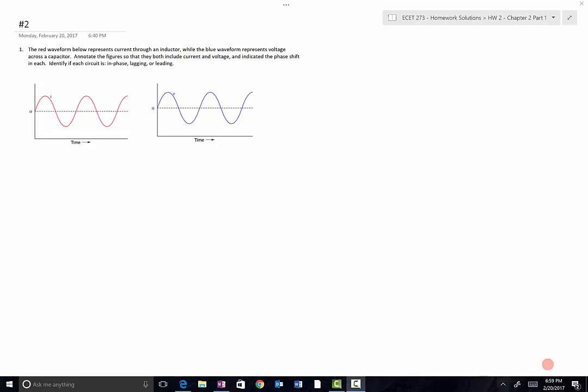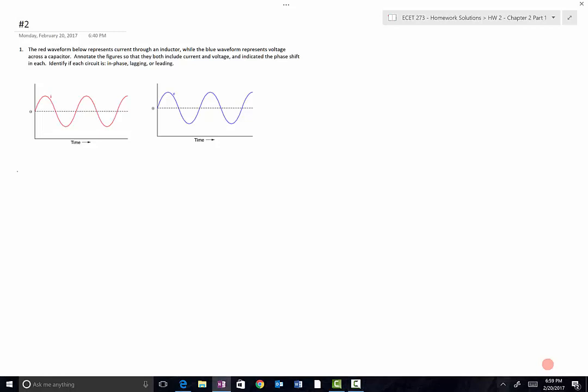Homework solution 2.2. The red waveform below represents current through an inductor, while the blue waveform represents voltage across a capacitor. Annotate the figures so that they both include current and voltage, and indicate the phase shift in each. Identify if each circuit is in phase, lagging, or leading.